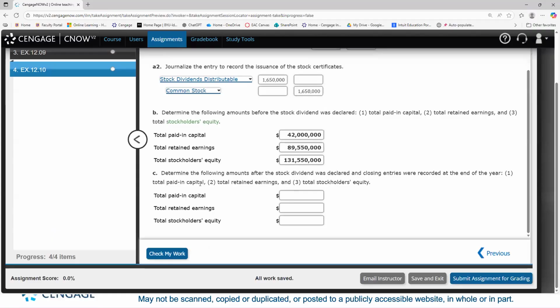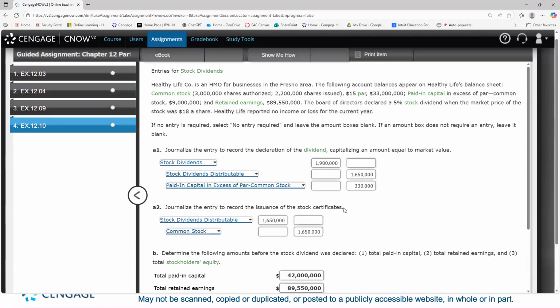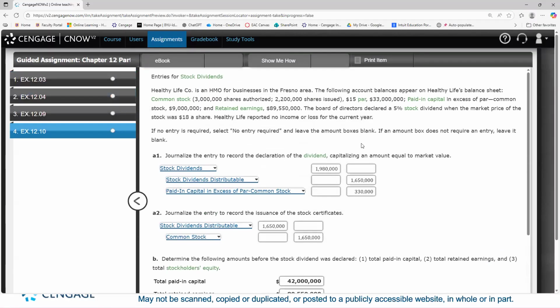We add those together and that gives us the total stockholders' equity. Now it wants us to determine the following amounts after the stock dividend. So now we've issued more stock. How much more? Well, 110,000 shares. That much is the common stock amount, or their par value. And this amount is the additional paid in capital.